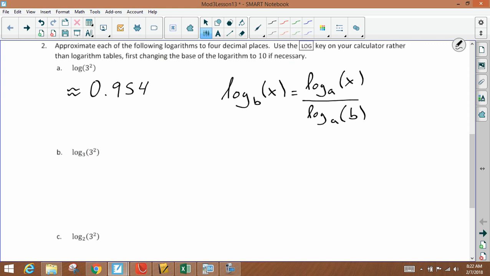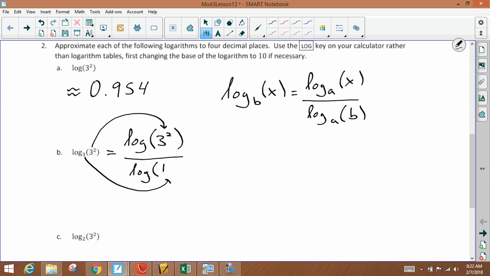What I showed you was the log base 10 button. I don't have a button on my calculator that does log base 3, although for some of you there's a way to do it, and I'll show you. So let's go ahead and change the base. So that is going to be equal to, alright, so check it out, log base 10, so we're just going to leave it as log, of 3 squared, so that's my x, over log base 10 of, and now I'm going to put b here, my base.